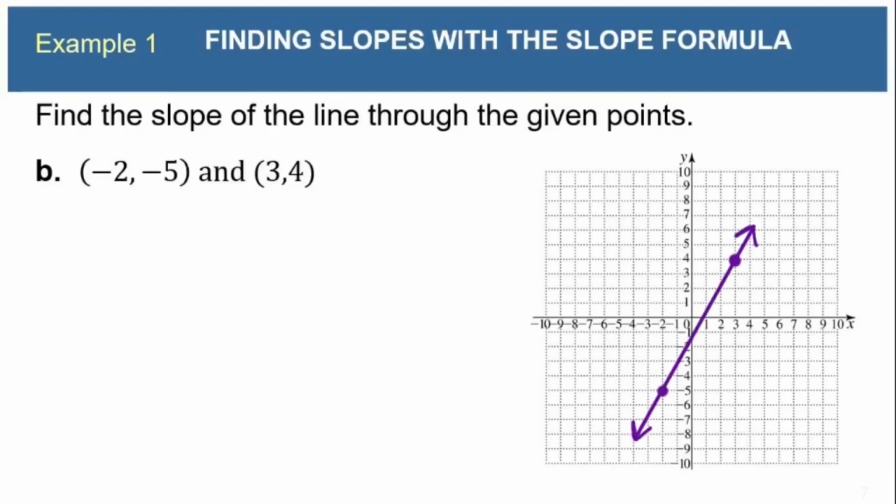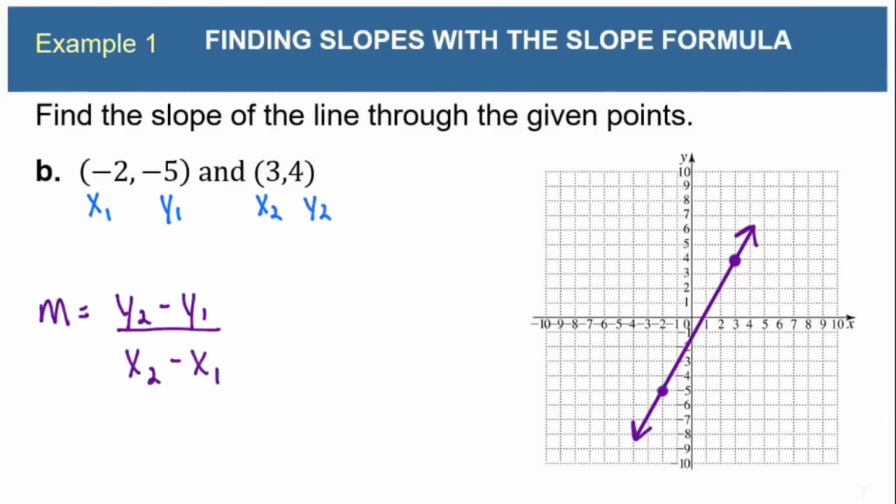And the line between them looks like that. And so now let's label our coordinates. So this is the first point, so these two numbers will be x1, y1, and then these two numbers will be x2, y2. Now our formula again, y2 minus y1 over x2 minus x1, and plugging in values, that's going to give us 4 minus -5 over 3 minus -2.